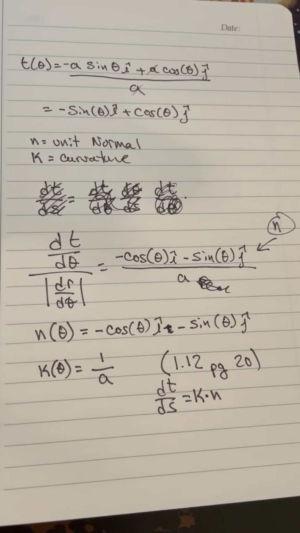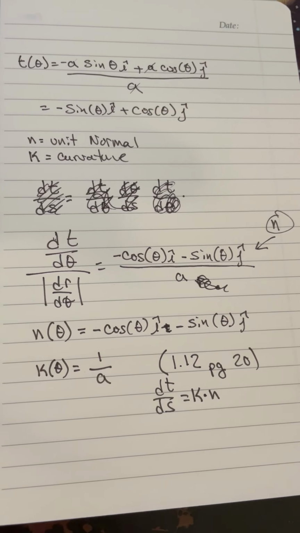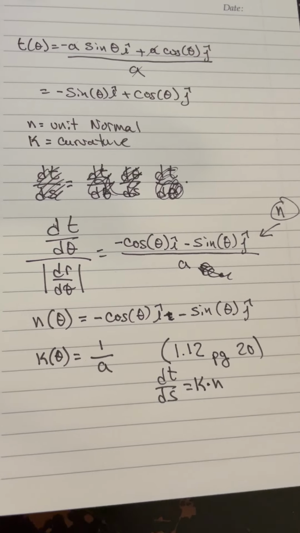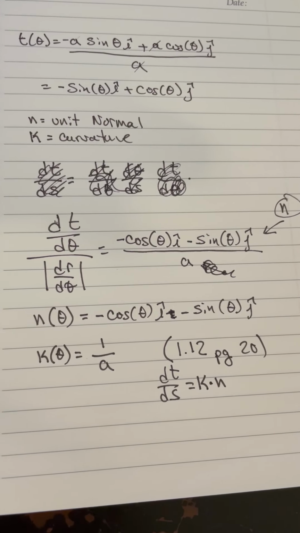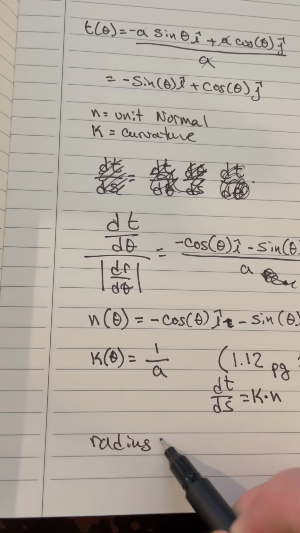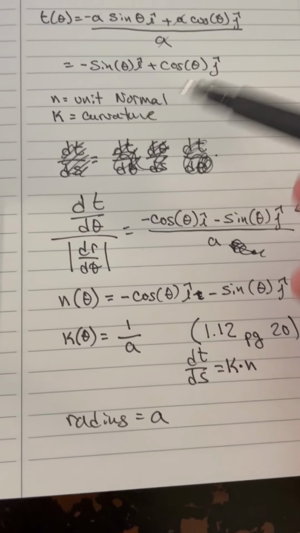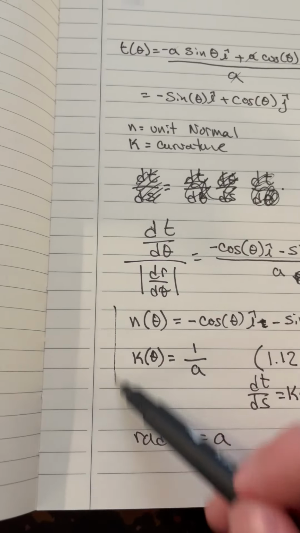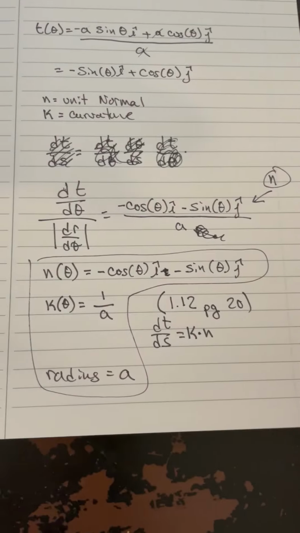And then the last thing I believe it asks you for is the radius of curvature. Well, we already did that. The radius of curvature is just a. That's the magnitude of dr/d theta there. So these are the 3 pieces of information I think that they want you to find.